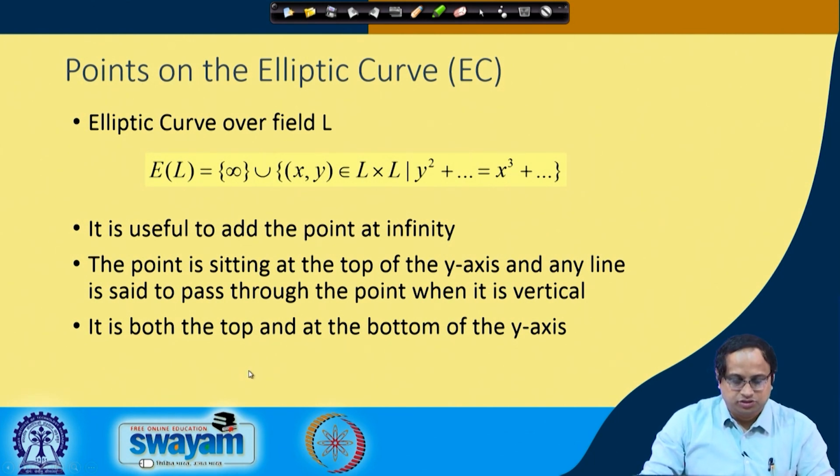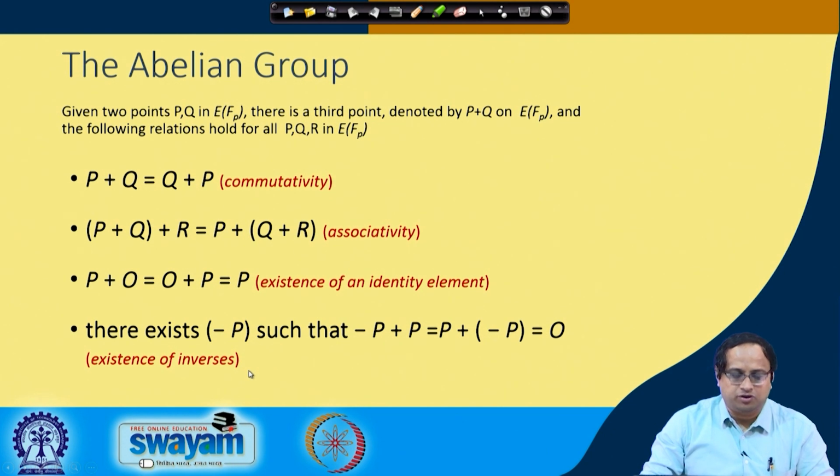So therefore, let us try to define the group, and this is a quick recapitulation of what abelian groups essentially imply. If I consider 2 points P, Q which belong to E(F_p), that means now I am defining an elliptic curve on the finite field F_p. Similarly I can define it on any finite field. So there is a third point which is denoted by P plus Q. Now you see that I am taking 2 points on the elliptic curve, say P and Q, and I am trying to define an operation which is plus.